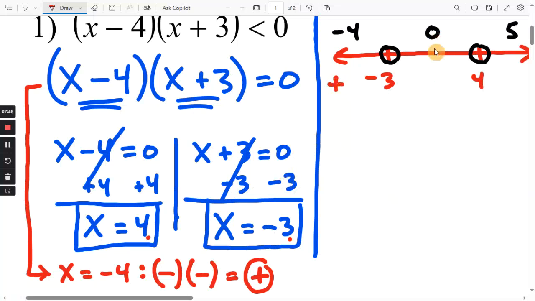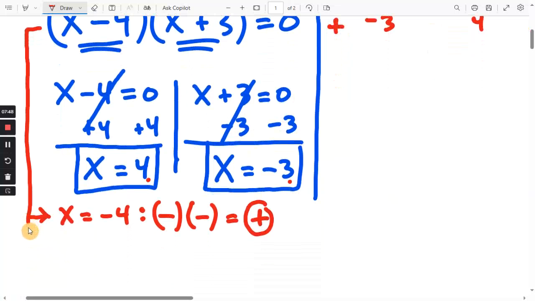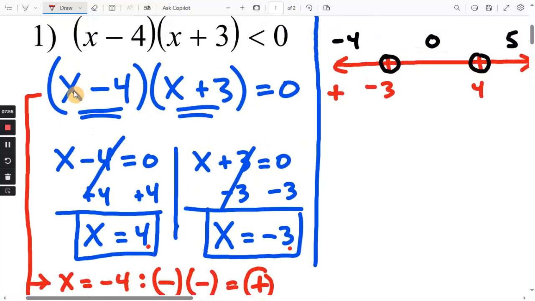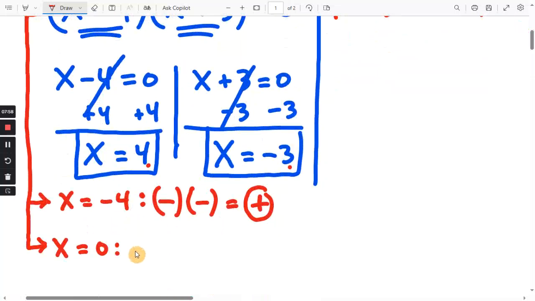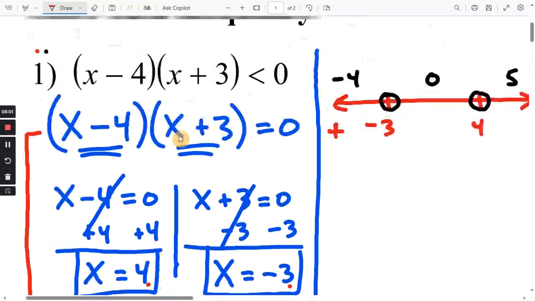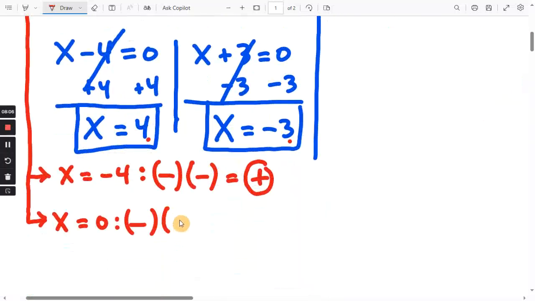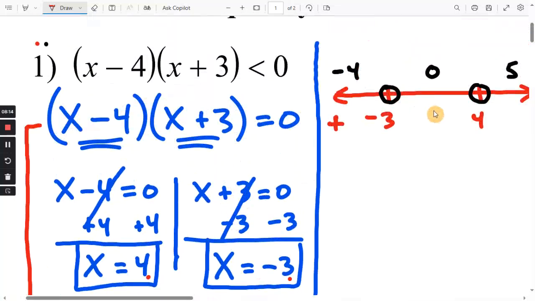And now we're going to plug in 0. All right, so 0 minus 4, that's negative. 0 plus 3, that's positive. Negative times positive is negative. So this section of the graph is going to be negative. Here's positive, here's negative. The last number to plug in is 5.